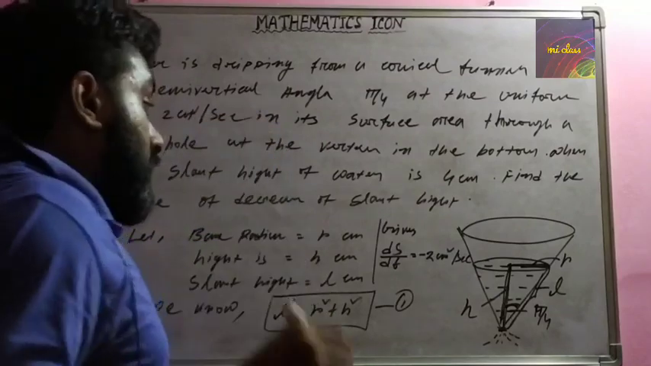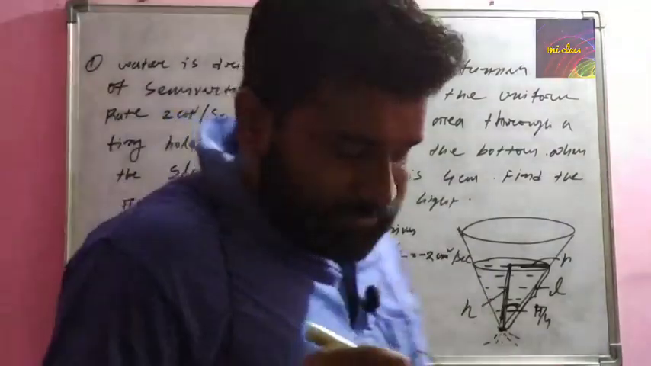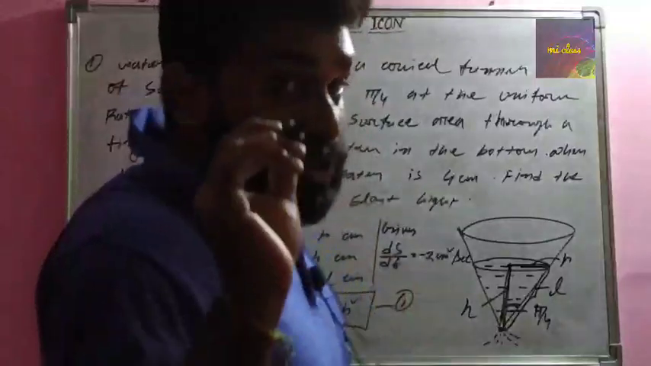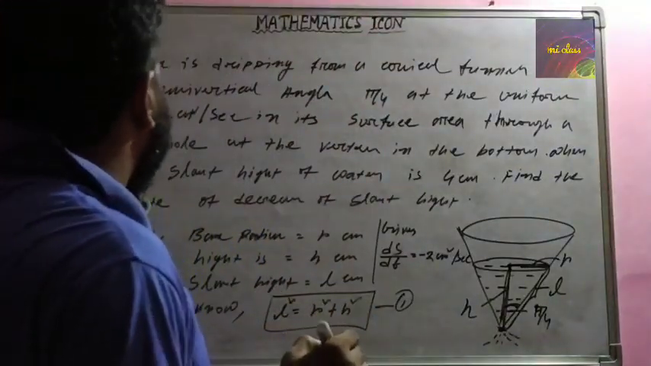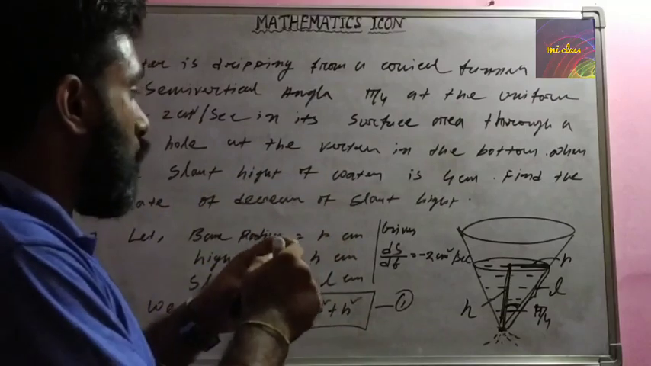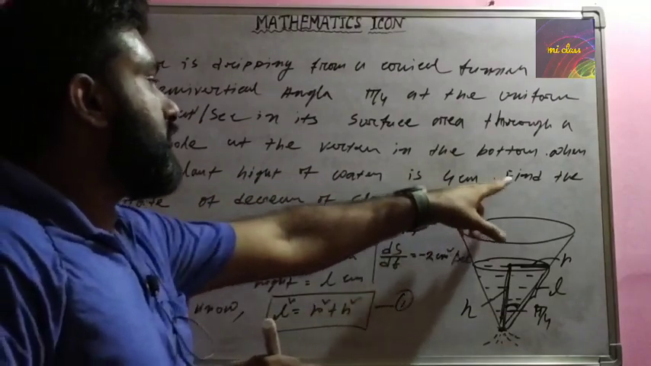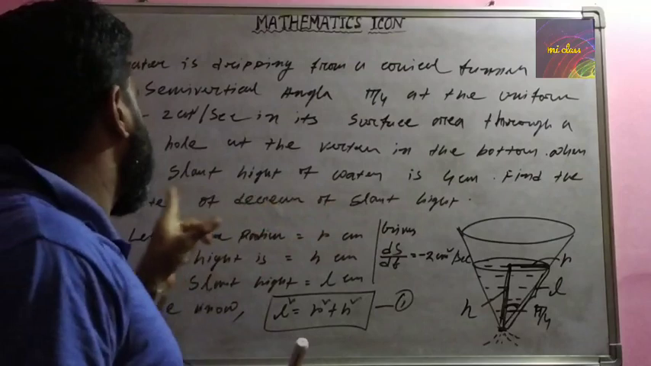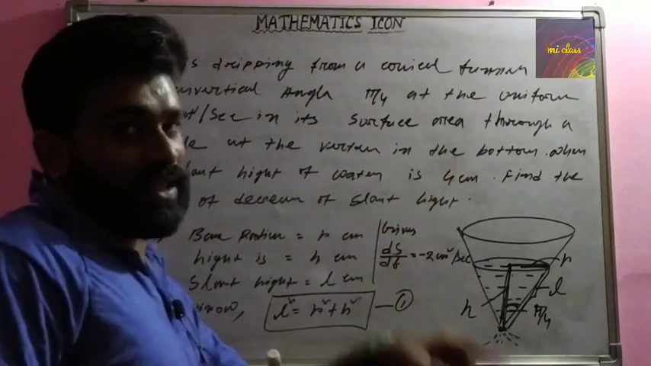Okay. Now here actually what should I find? Just you can see, tiny hole at the vertex of the bottom. When the slant height of the water is 4 centimeter, then find the rate of decrease of slant height.